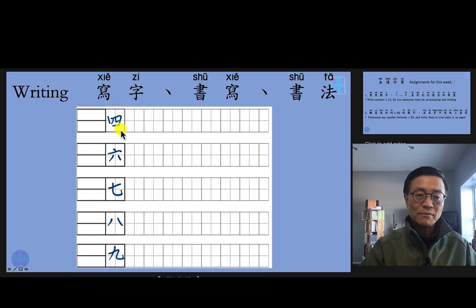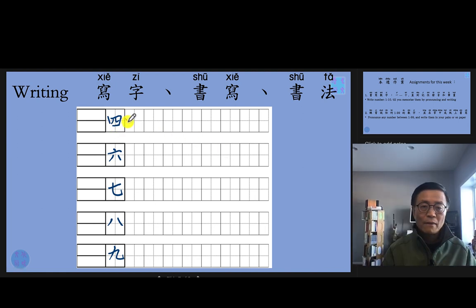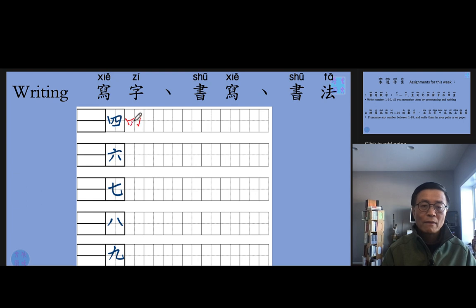All right, so you want to get on the writing. Top to bottom, left to right. Stroke here, stroke here, going down. Right. I'll write one more time with you guys. That's a 4. 四, 四. 六, 六. 七, 七. 八, 八. You can all write this way.